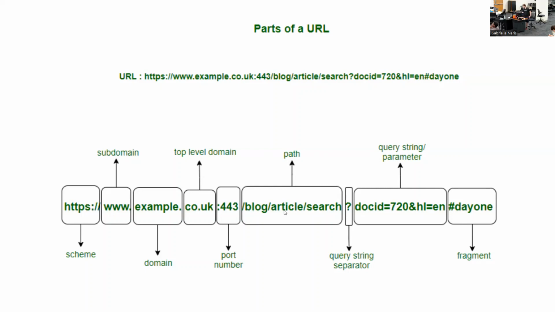The path, which I'm sure most people are familiar with. There's a query string parameter separator, which is the question mark. And then here you have the different values in the parameters: doc ID equals 720 and HL equals EN. The query string parameters are typically where you'd find something like cross-site scripting or reflected cross-site scripting.